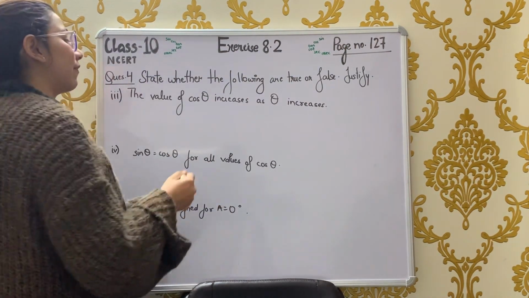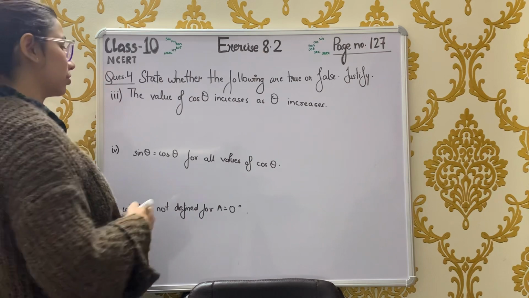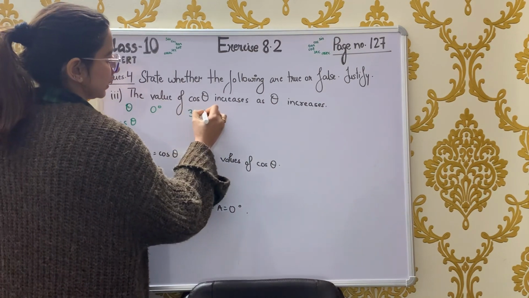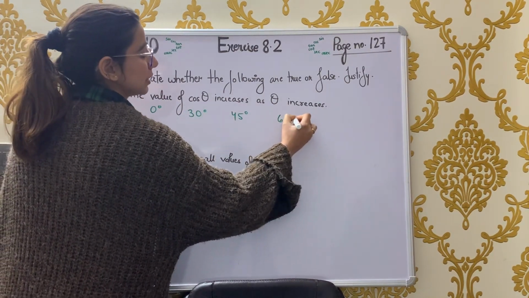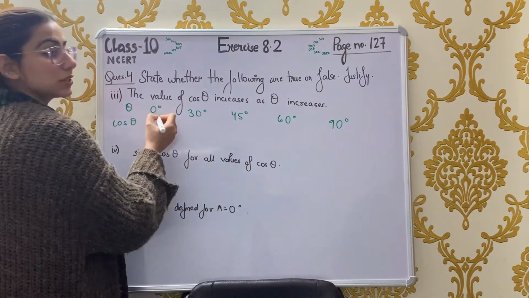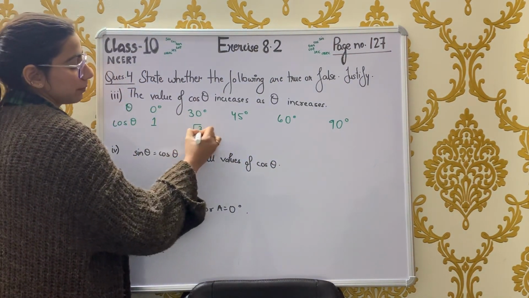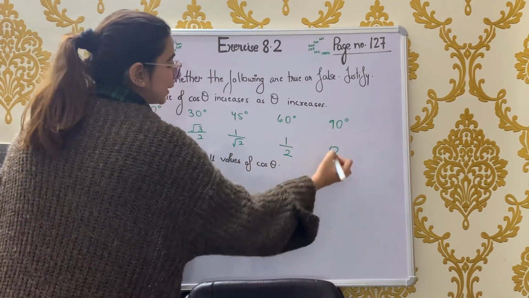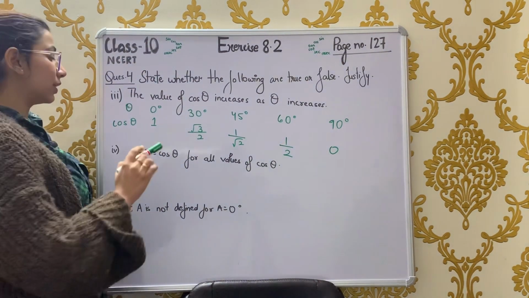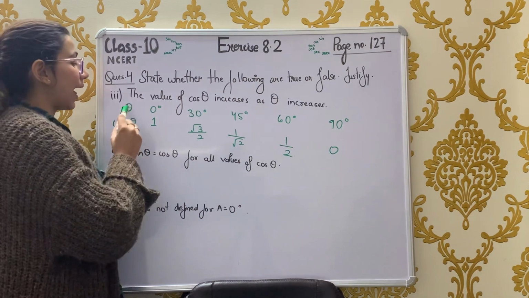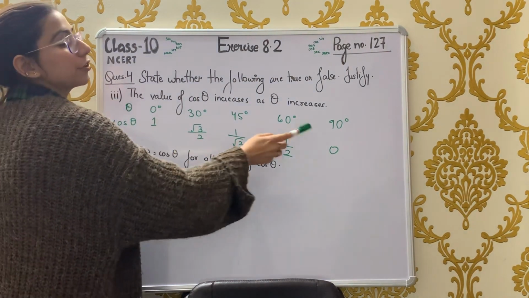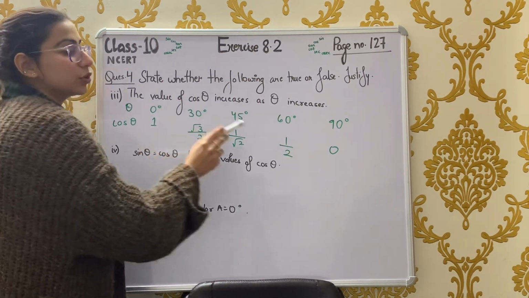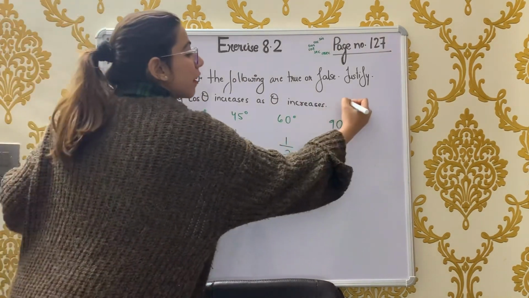The third part says that the value of cos theta increases as theta increases. So let's observe that. Theta is 0, 30 degrees, 45 degrees, 60 degrees and 90 degrees. Cos 0 is 1, cos 30 is root 3 by 2, cos 45 is 1 by root 2, cos 60 is 1 by 2 and cos 90 is 0. So here we observe that as the value of theta increases from 0 degrees to 90 degrees, the value of cos theta rather than increasing decreases from 1 to 0. So we can say that this statement is false.